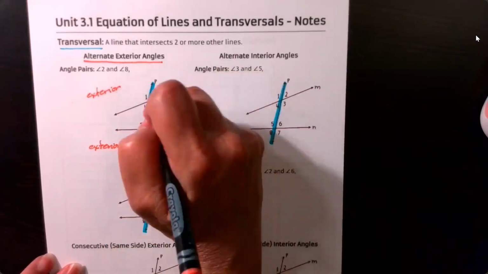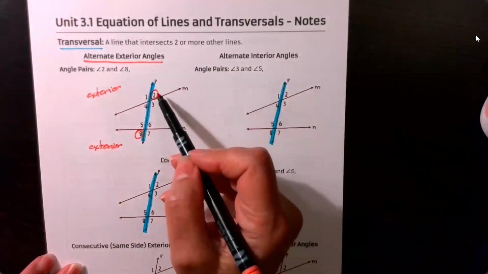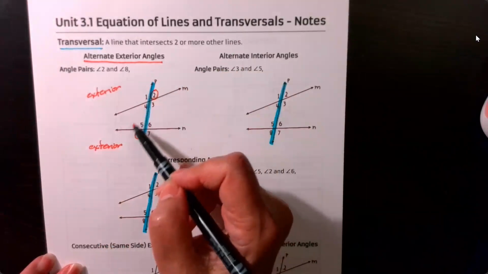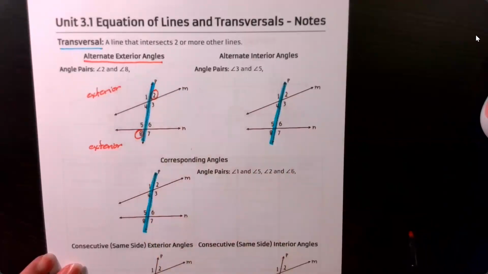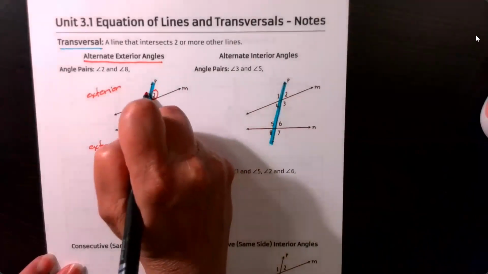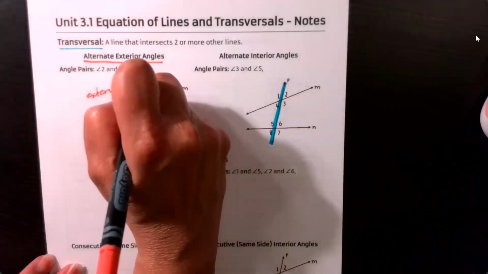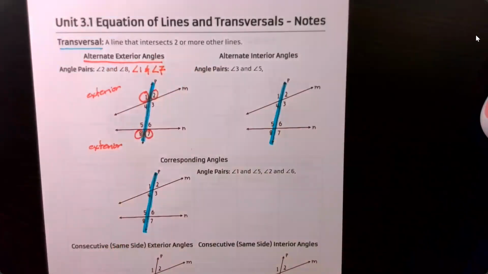So we're given an angle pair of 2 and 8. Notice they are outside, exterior of lines M and N, and they are on opposite sides of our transversal. So angle pairs 2 and 8 are alternate exterior angles. But we have another pair of alternate exterior angles, and that would be angles 1 and 7. So angles 1 and 7 are also alternate exterior angles.